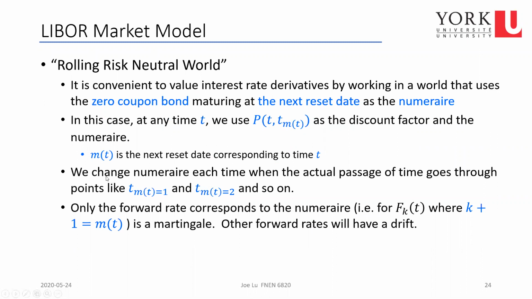When the actual evolution time or simulation, that little t, has moved across the reset time points, you then need to change the numeraire asset. Because you are now using a different zero coupon bond as the numeraire, there is a change of the drift.